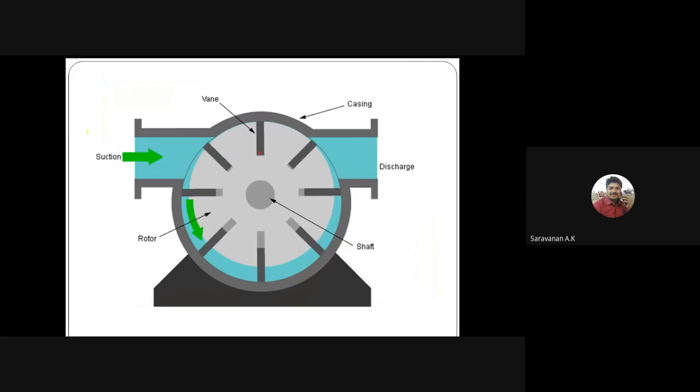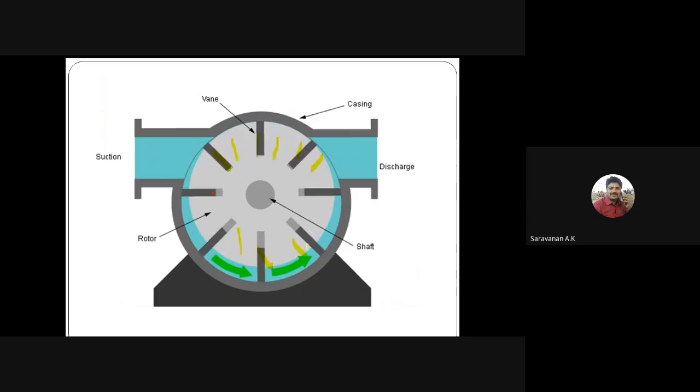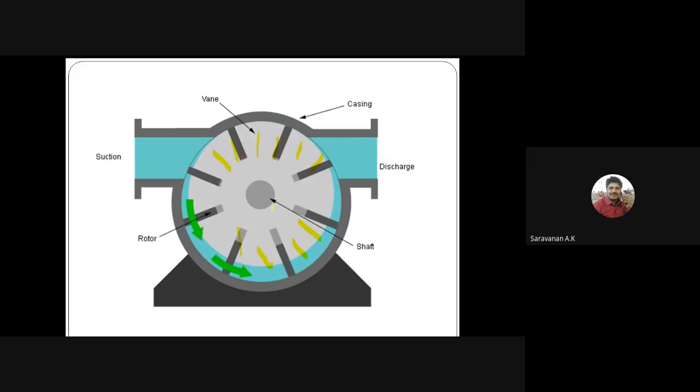So here you can see a number of elements, right? Here you can see the needle-like structure. These are called the vanes. The vanes will be adjustable.